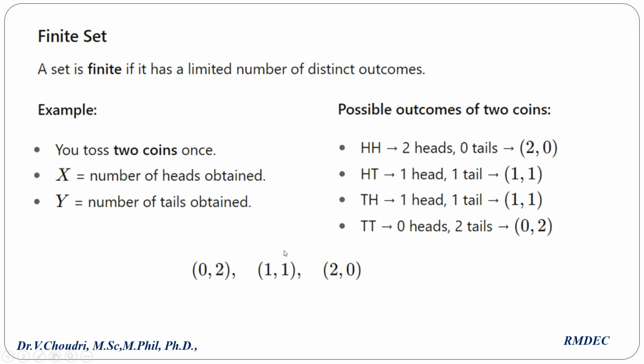As I said, when defining a set, a repeated value is not counted, so we take it only once. So what is the set? (0, 2), (2, 0), (1, 1). So the possible outcomes are only 3, that is finite: (0, 2), (1, 1), (2, 0).